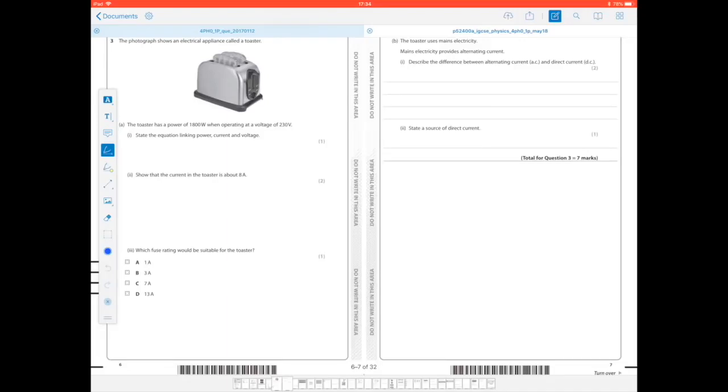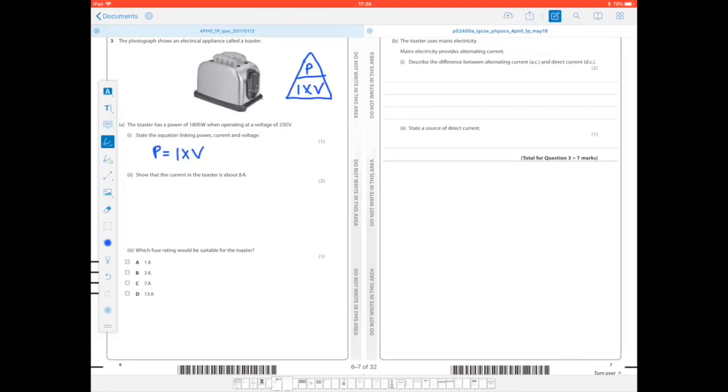State the equation linking power, current and voltage. So I'm going to put my formula triangle nice and out of the way over here. It's PIV, so P at the top, current and voltage in the bottom. So what is the equation? It is power equals current times voltage.